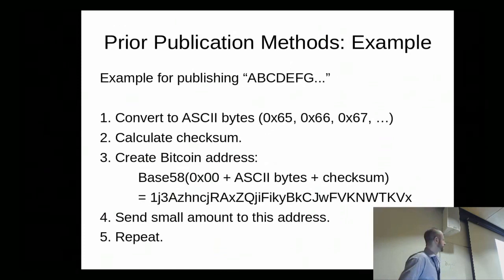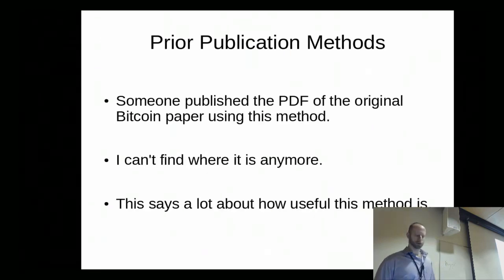Just as an example, to go over this again, if you have the text A, B, C, D, E, F, G, you first convert it to ASCII, and there's the hex, 65, 66, 67. You calculate that checksum, you run it through that base 58, and send money to that address and keep repeating. Somebody used this method to publish the original Bitcoin paper, the original PDF. I think it was maybe 175K. So they used this to publish into the blockchain already.